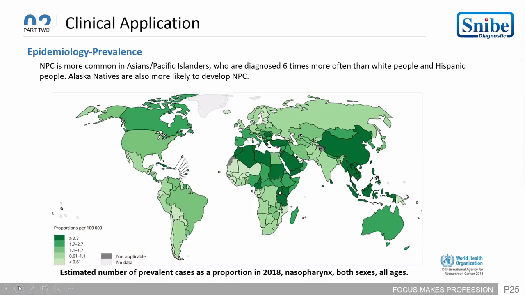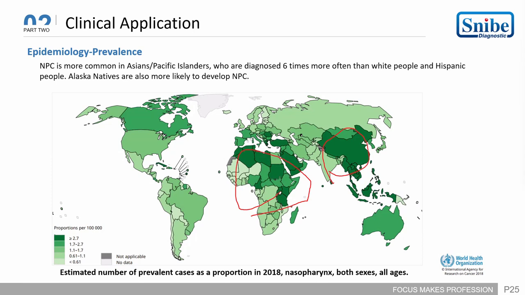If we talk about the epidemiological distribution of this disease, NPC is more common in the Asia Pacific region. You can see here China, India, and some parts of the Middle East, and then some other countries like European countries have a higher prevalence, with white people being about 6 times more likely than Hispanic people. And Alaska natives are more likely to develop NPC.